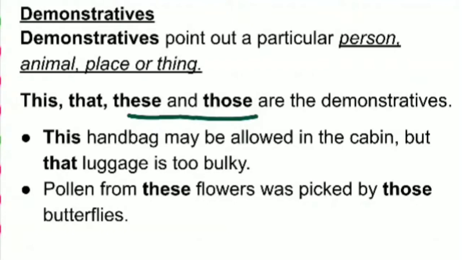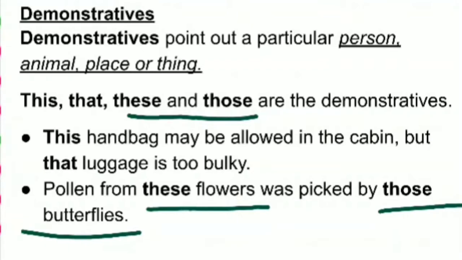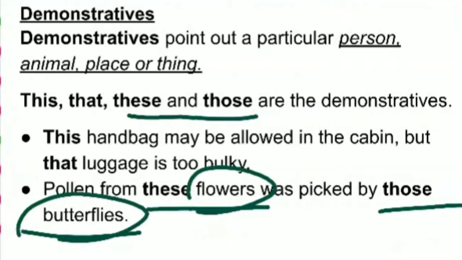See the example: pollen from these flowers was picked by those butterflies. Here the nouns flowers and butterflies are in plural form. So we use the demonstrative determiners these and those. So these and those are the determiners which are used with plural nouns. So this was demonstrative determiners.